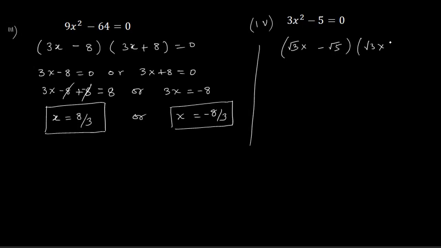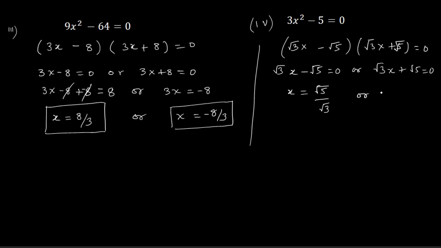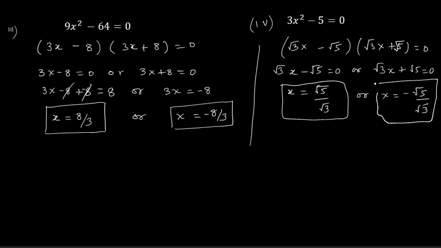and a positive sign in between, equals 0. So set root 3x minus root 5 equal to 0 or root 3x plus root 5 equals 0. So x equals root 5 by root 3, or x equals minus root 5 upon root 3. We can see if we add these roots, then we get 0.